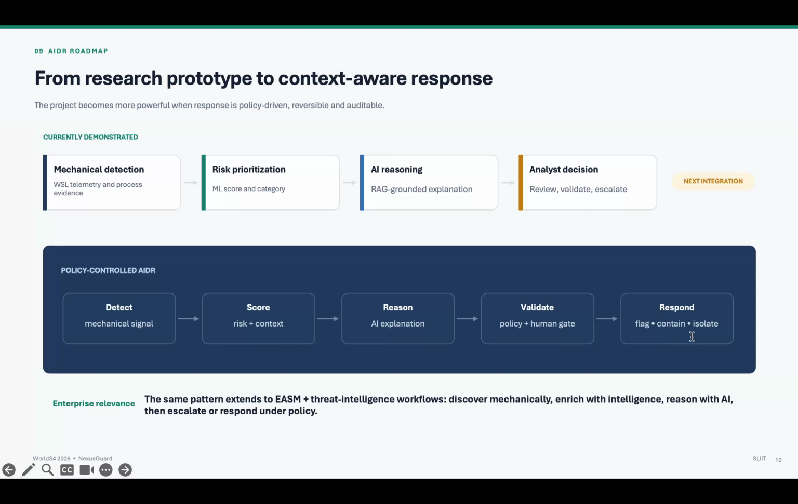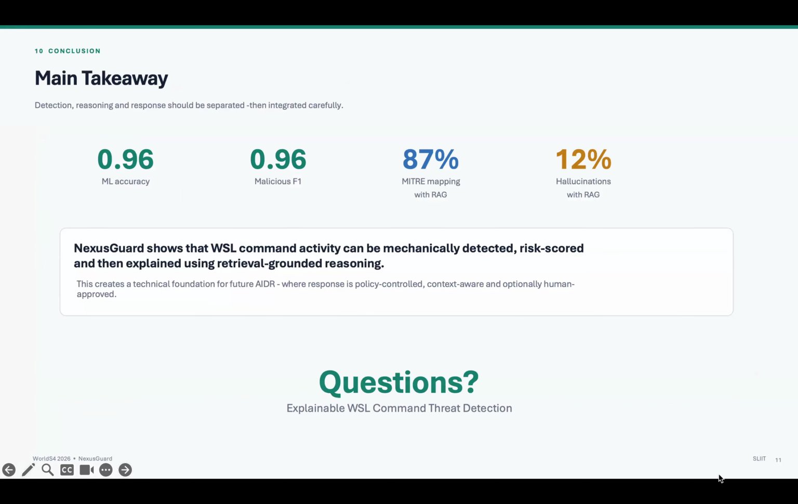These principles also extend beyond WSL. In our perspective, we started from WSL, but we want to take it further into endpoint detection as well, or cloud detection, whatever it is. The common architectural principle is to detect mechanically, score consistently, reason using evidence, and respond under policy. The main takeaway is that detection, reasoning, and response should be separated, then integrated carefully.